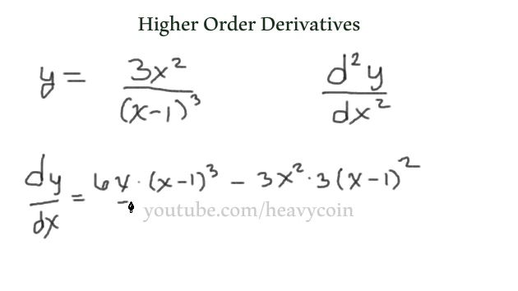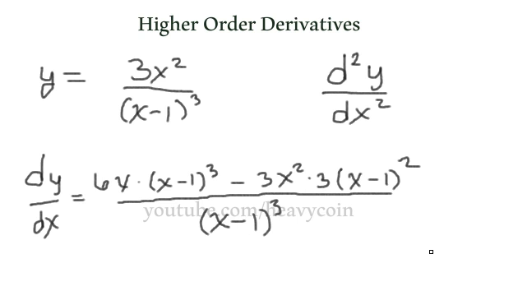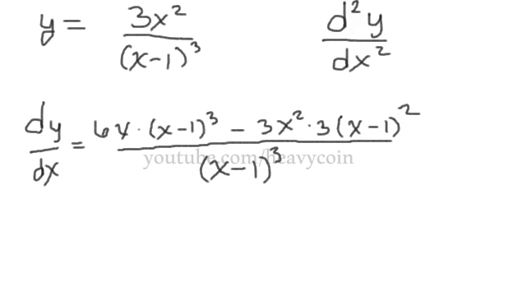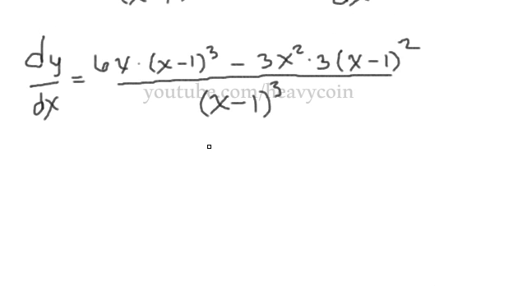And of course it's all over x minus 1 quantity cubed. All right. So what we need to do now is go ahead and do quite a bit here. We need to try to clean this up as much as we can and do some factoring.